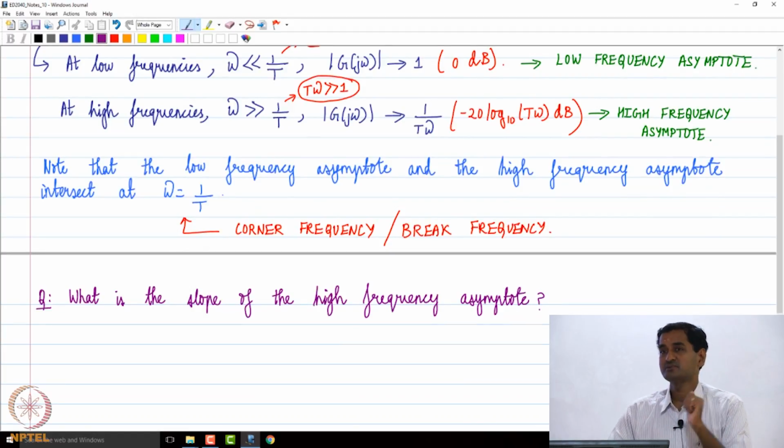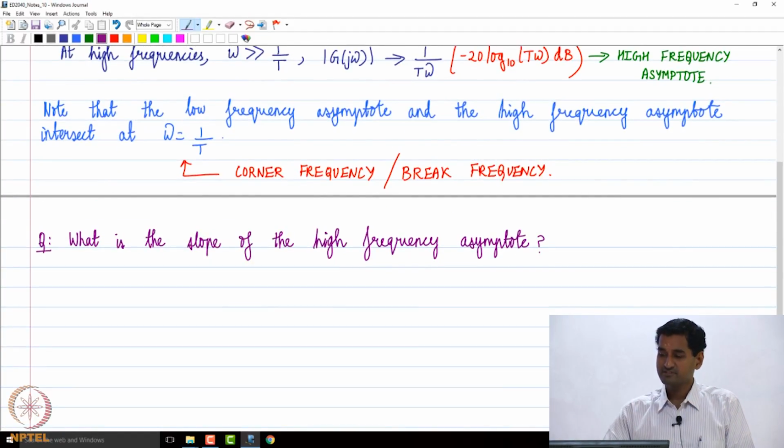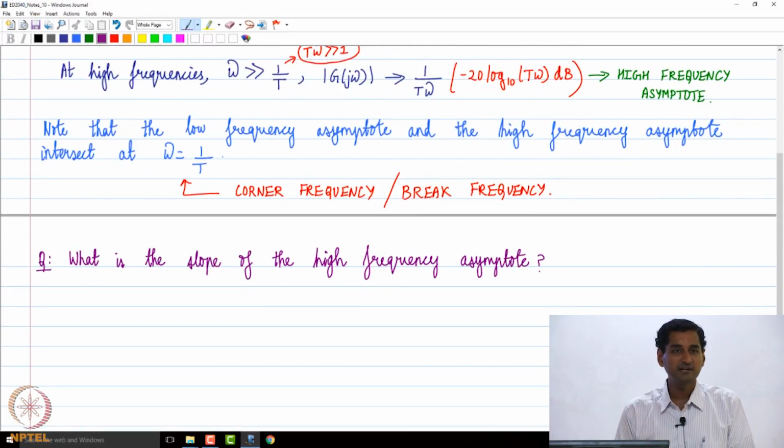Okay, let us ask ourselves the question, what should be the slope of the high frequency asymptote? The high frequency asymptote is going to be minus 20 log to the base 10 T omega. So, what is the slope? Of course, a common way to find the slope is, as we discussed, that it is going to be expressed in decibels per decade or decibels per octave. Typically we express it in decibels per decade.